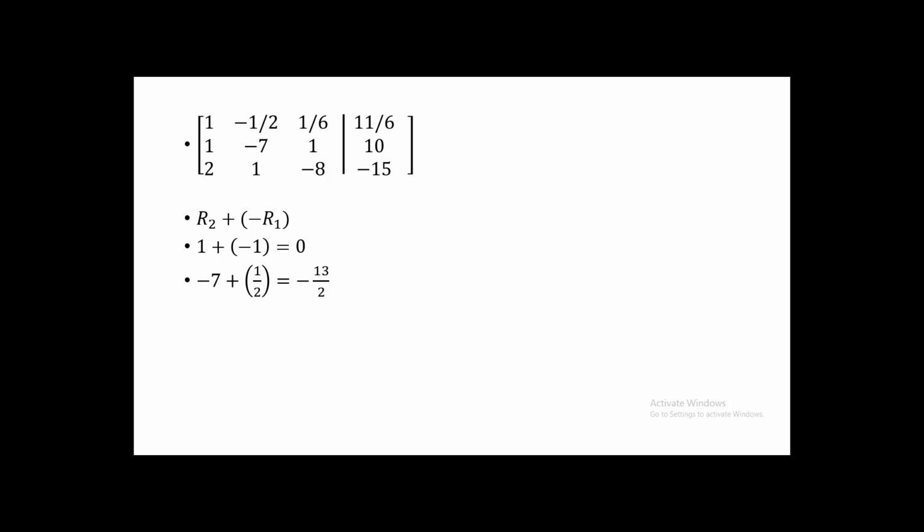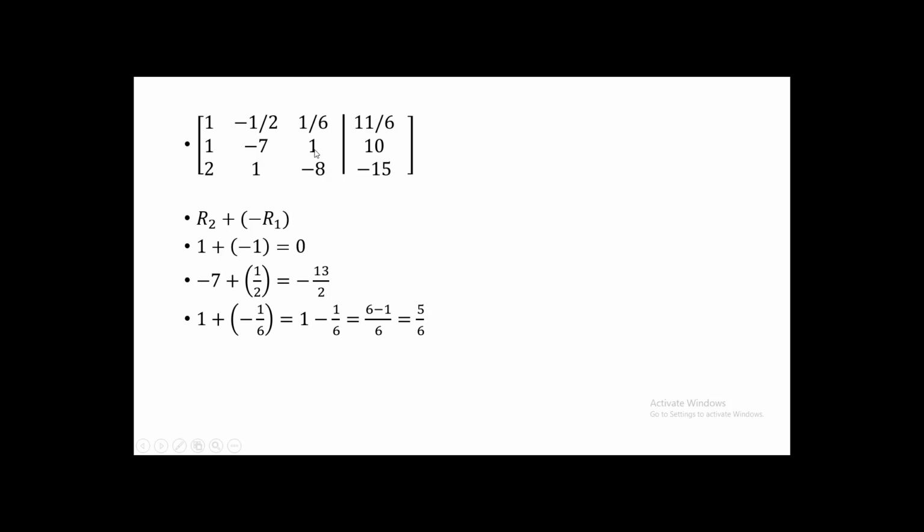Then minus 7 plus, now this minus R1, that is minus half. So already it was minus, so minus into minus is plus. So minus 7 plus 1 by 2 is equal to minus 13 by 2.